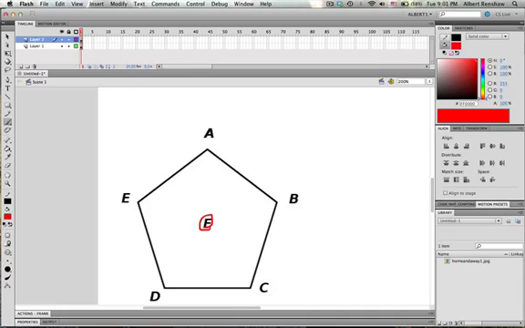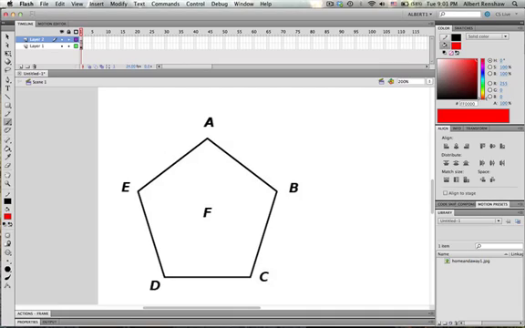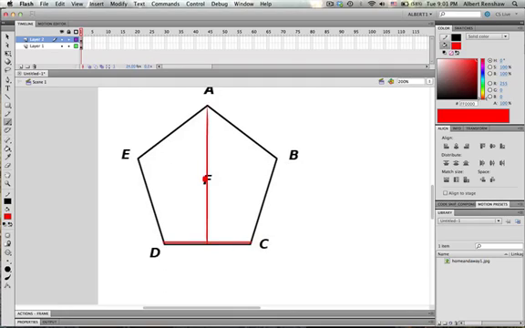So assuming that f is 0, 0, or the origin, and you know the height, and you know the length of any given side, you can calculate all the points' positions pretty easily. So if this is 0, 0 right here, then we know that the y-axis value for d and c are going to be negative because they're below 0, 0. And we also know that they're going to be the same because they're on a horizontal level.